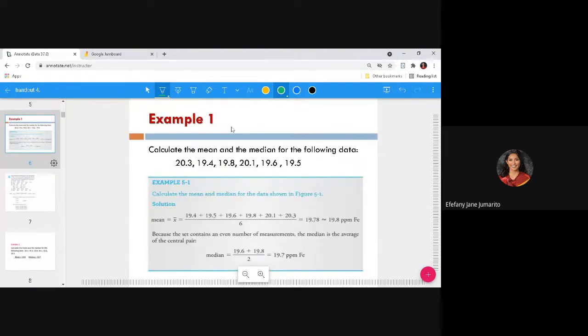Okay, now this time calculate the mean and the median of the following data. Klaro kayo. Okay. Now, who got 19.8 as mean? Kinsay naka-check?